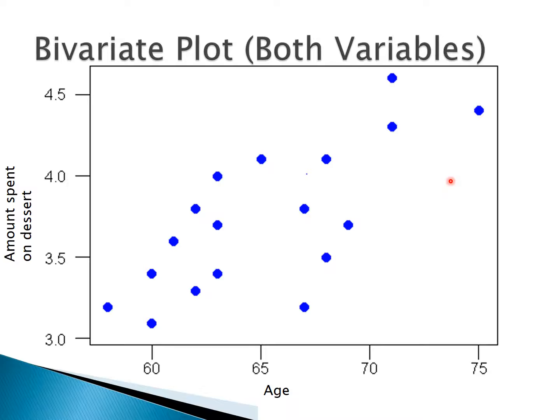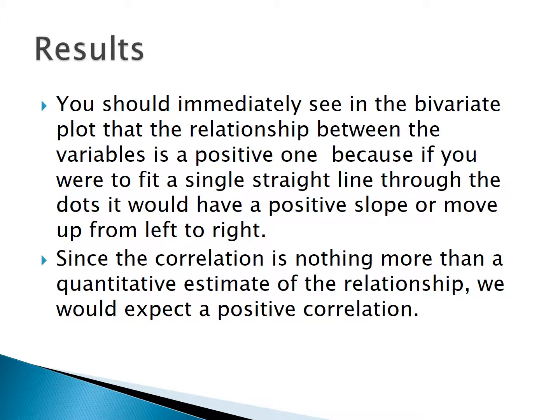Looking at these spots, we can see that there's a kind of pattern coming in the spots, a pattern going up in this direction. So you should immediately see in the bivariate plot that the relationship between the variables is a positive one, because, as we saw with the straight line going through the dots, you have a positive slope that moves up from left to right. Since the correlation is nothing more than a quantitative estimate of the relationship, we would expect a positive correlation.